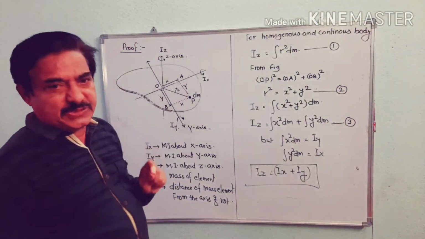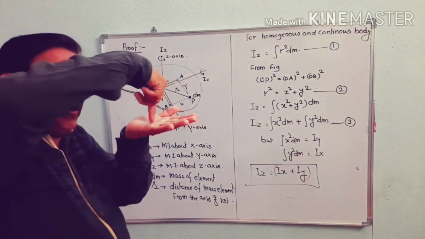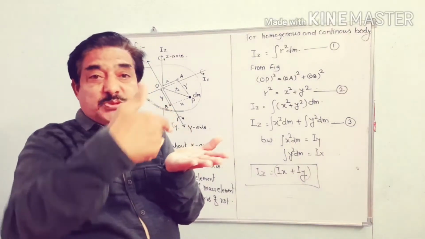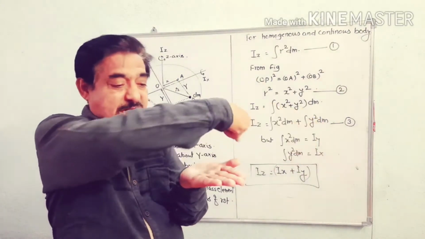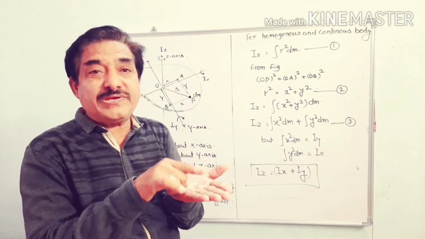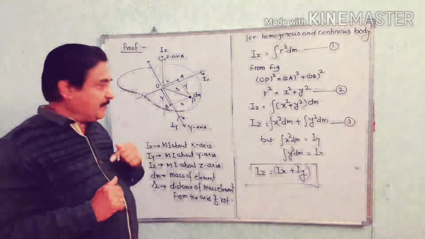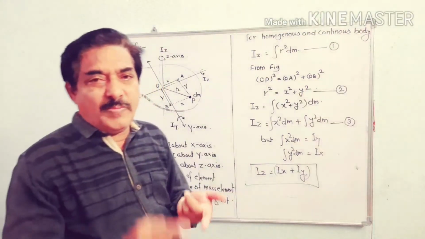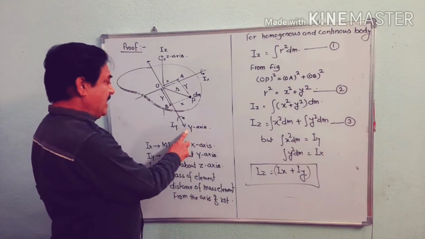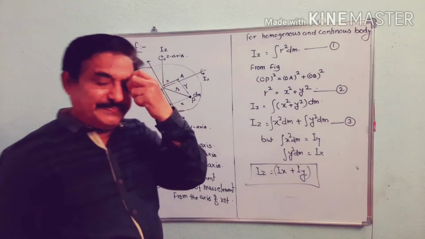Consider the z-axis is perpendicular to the plane of the body and passes through the point O. Then x and y axes, this is x-axis and this is y-axis. X-axis and y-axis, they are perpendicular to each other and lying in the plane of the body. And the moment of inertia about x-axis is Ix. Moment of inertia about y-axis is Iy. And moment of inertia about z-axis is Iz.